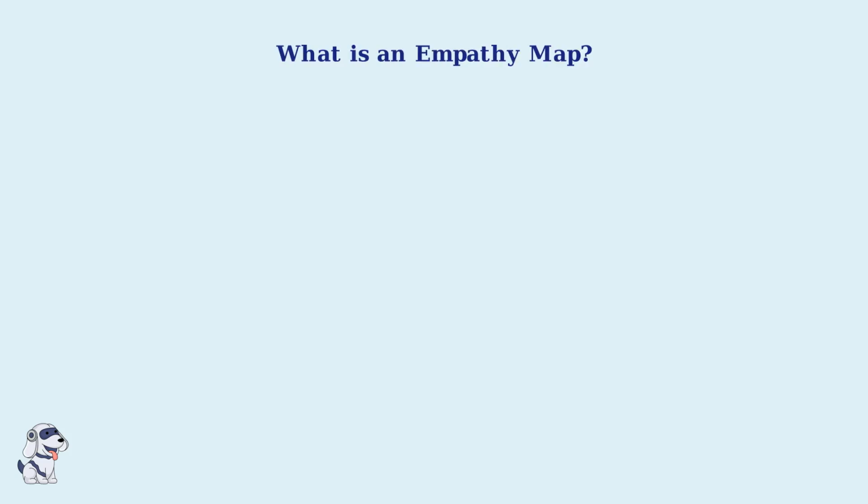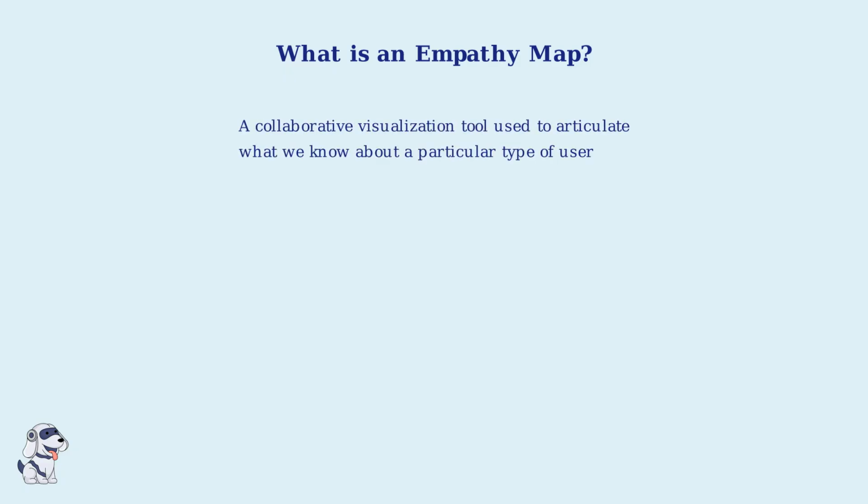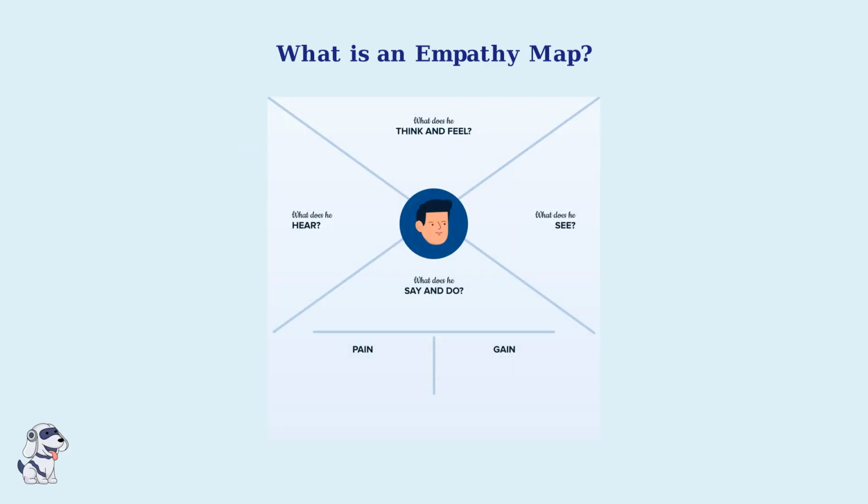An empathy map is a powerful collaborative visualization tool that helps teams understand their users on a deeper level. At its core, an empathy map is a collaborative visualization tool used to articulate what we know about a particular type of user. Here we can see the basic structure of an empathy map. Notice how it's organized around a central user, with different sections capturing various aspects of their experience.